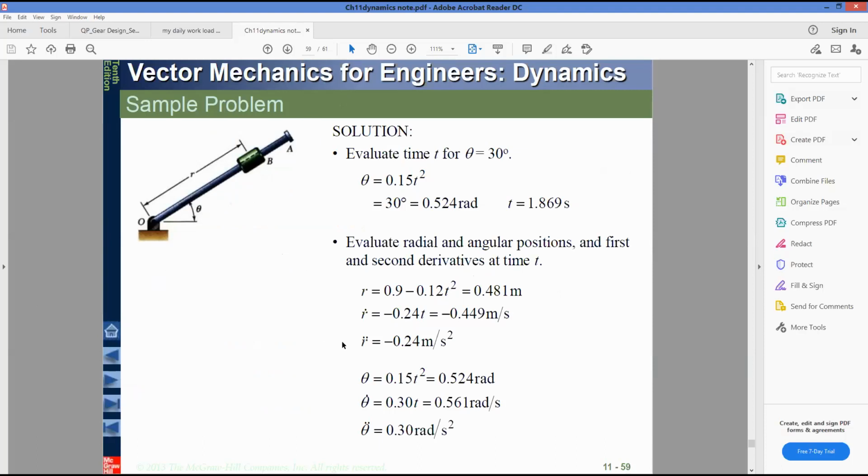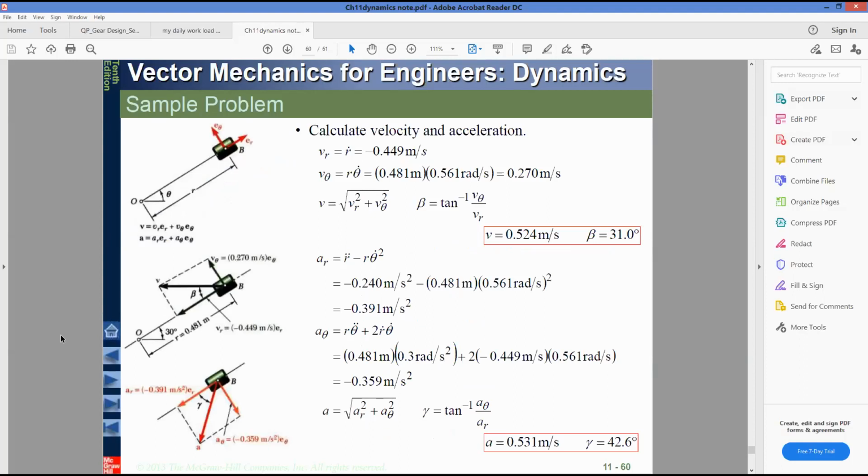See here theta is 0.15 t squared, only one time derivative gives 0.3 t, then again derivative gives 0.3 radians per second squared. Now put the value for theta dot, 0.3 into time is 1.896, you will get this one. Similarly for theta, just put this value of time, you will get theta equal to this amount of radians.